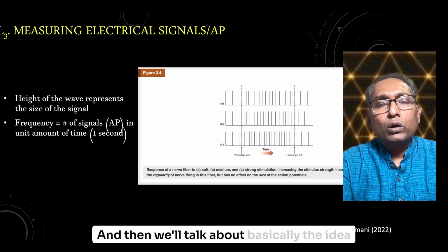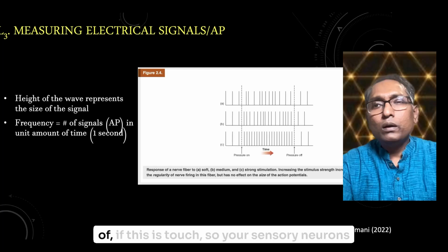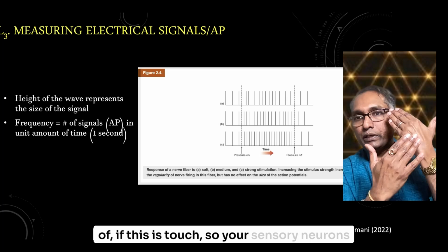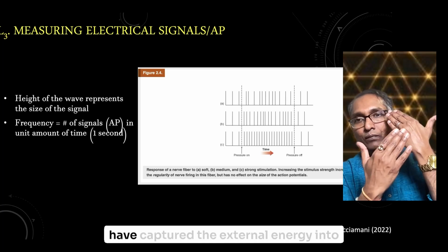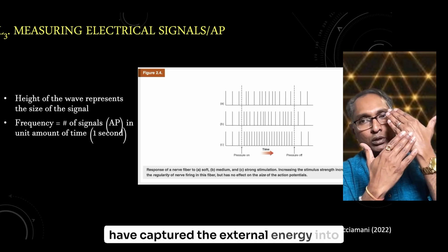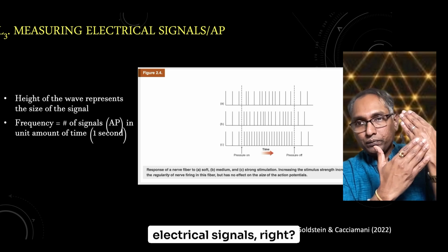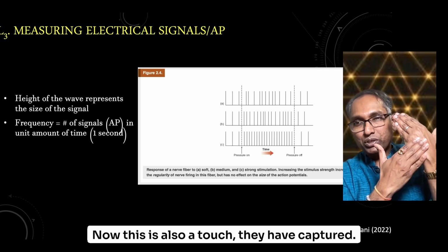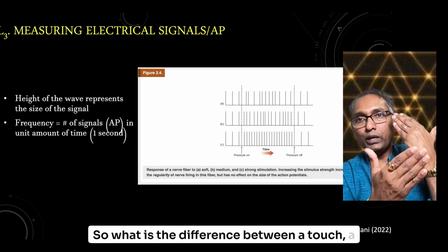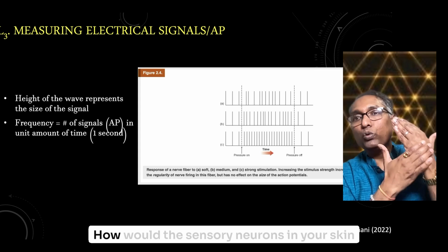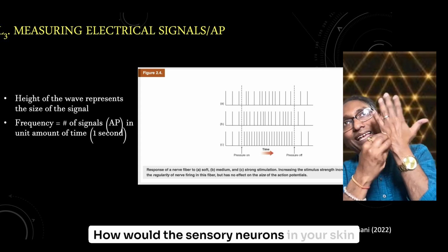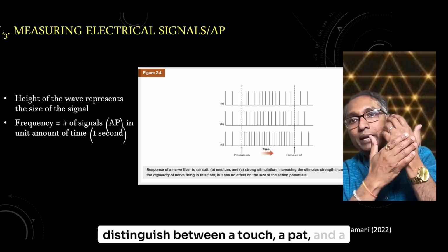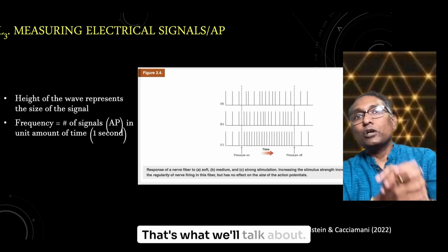Then we'll talk about the idea that if this is a touch, your sensory neurons in your skin have captured the external energy into electrical signals. Now this is also a touch, they have captured. So what is the difference between a touch, a pat, and a slap? How would the sensory neurons in your skin distinguish between a touch, a pat, and a hit? That's what we'll talk about.